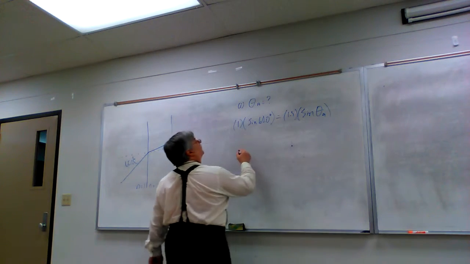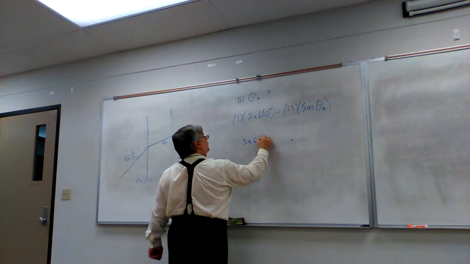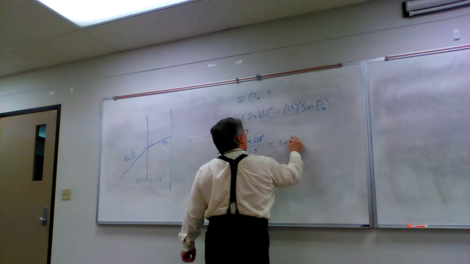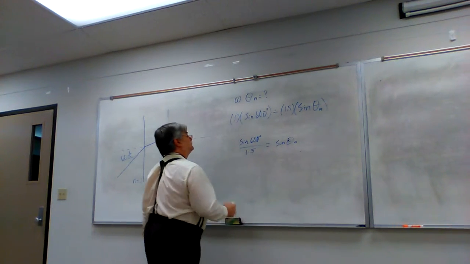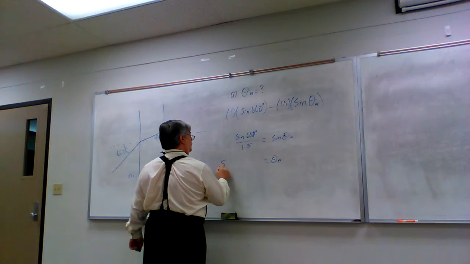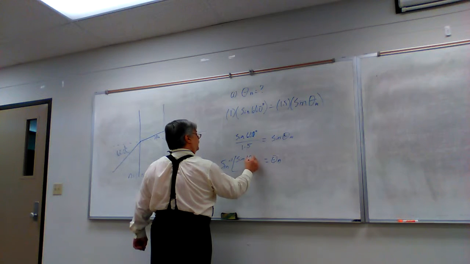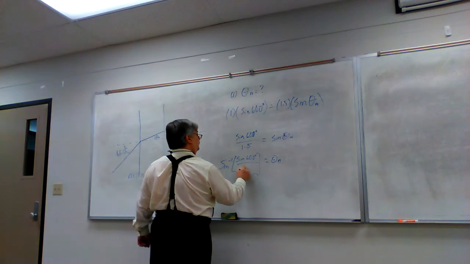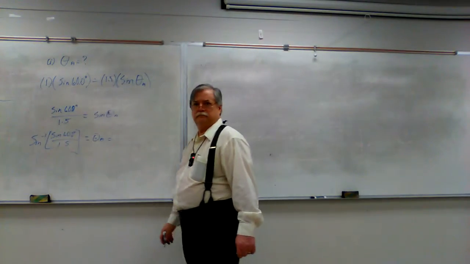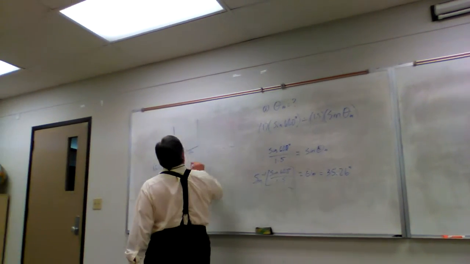So we can say sine of 60 degrees divided by 1.5 is equal to the sine of theta sub A, or theta sub A is equal to the inverse sine of sine 60 divided by 1.5, which is, somebody with a calculator? 35.26. 35.26 degrees. All right.